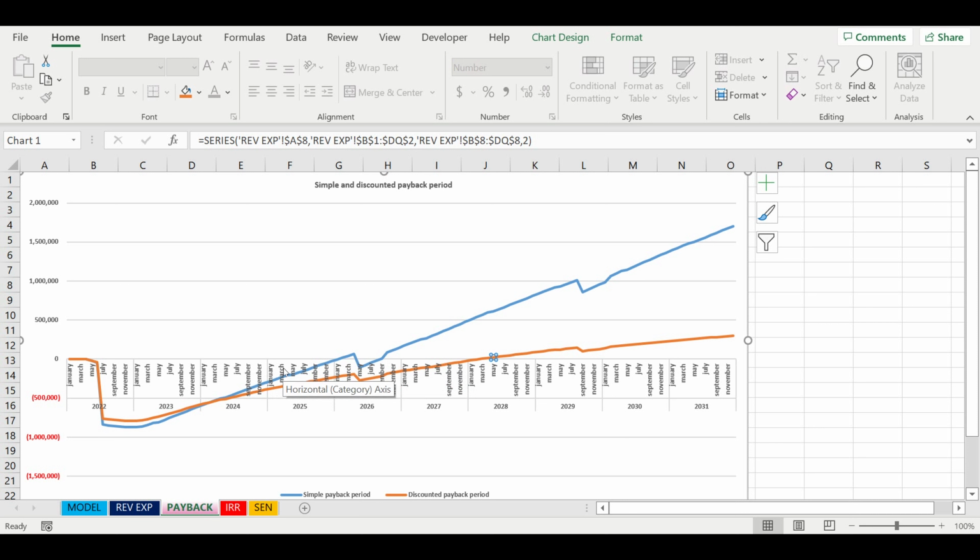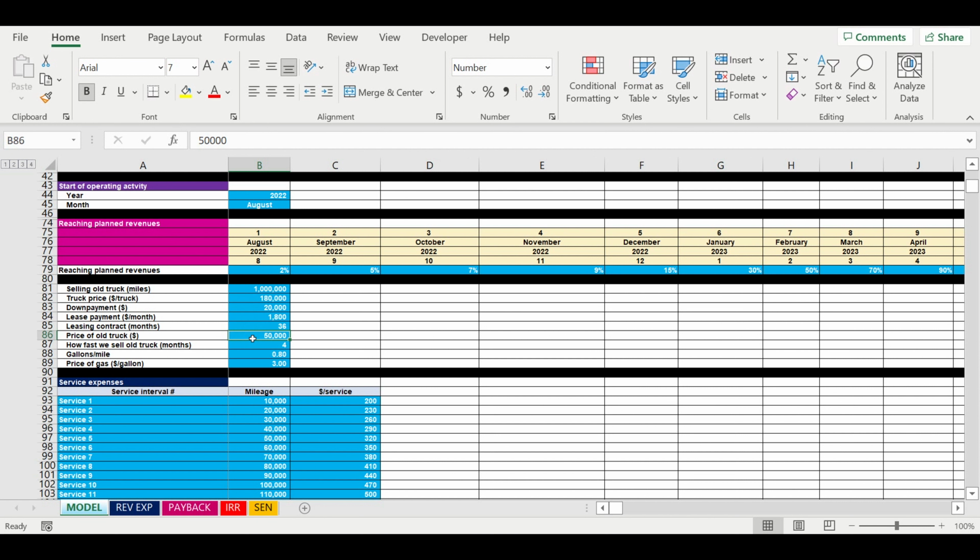We specify the down payment for the leasing deal. This is the leasing payment per month. This is the term of leasing contract. This is the price of an old truck when we sell it.